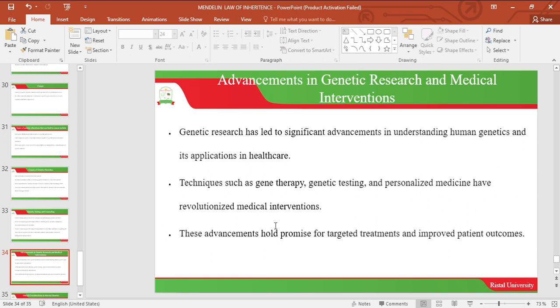Let's look at advancements in genetic research and medical interventions. Genetic research has led to significant advancements in understanding human genetics and its applications in healthcare. Techniques such as gene therapy, genetic testing, and personalized medicine have also revolutionized medical intervention. These achievements hold promise for targeted treatments and improved patient outcomes.